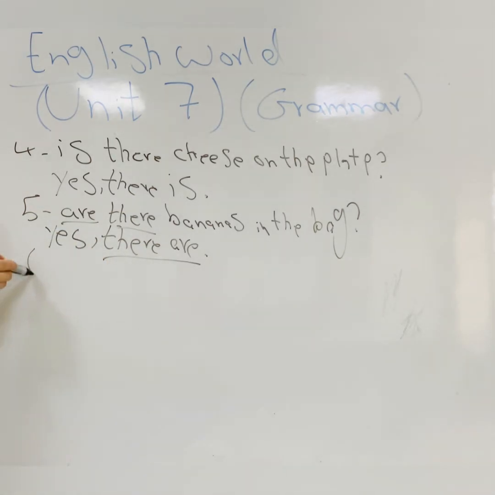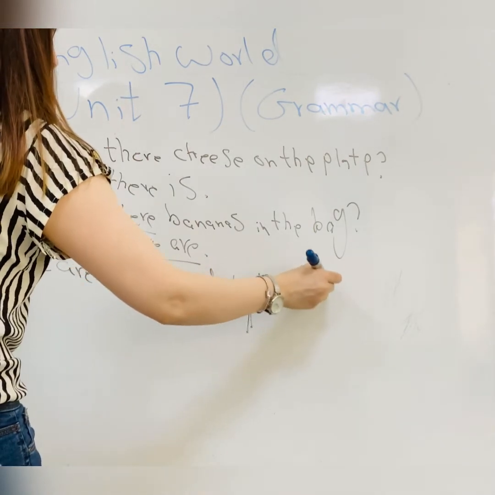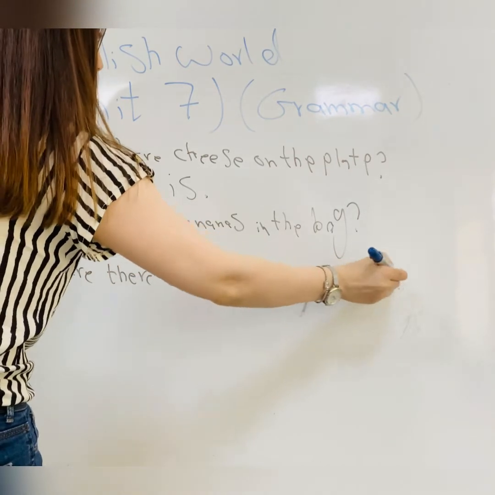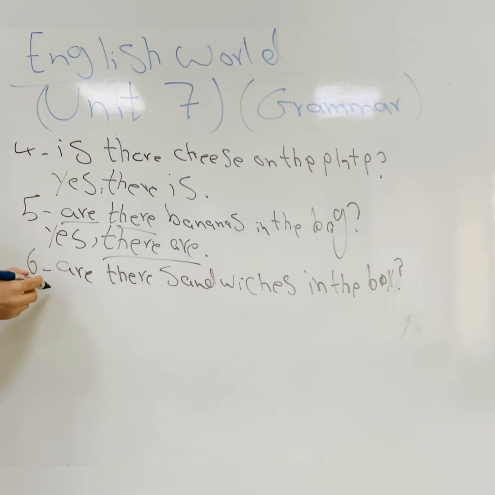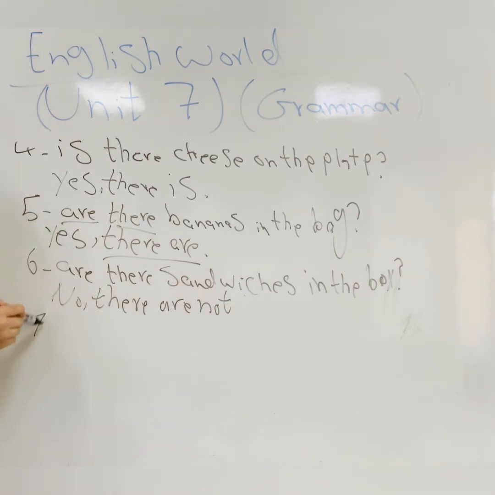Okay? Number 6, we have a picture of a box which is empty, but under the box it's writing sandwiches. Because it's writing sandwiches with ES, we have to ask by are there, because we are talking about more than one sandwich. So we say, are there sandwiches in the box? Because we can see it's empty, we say no, there are not. No, there are not. Okay? Or there aren't. Did you get it?